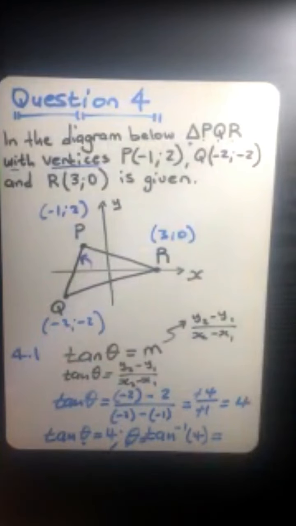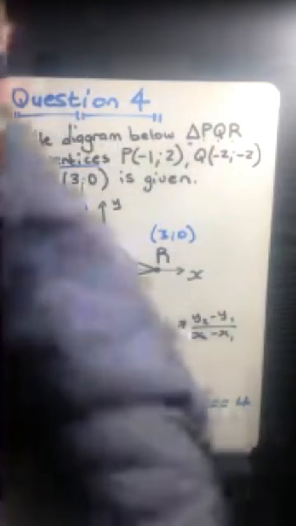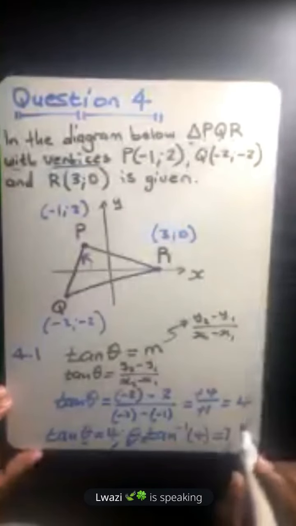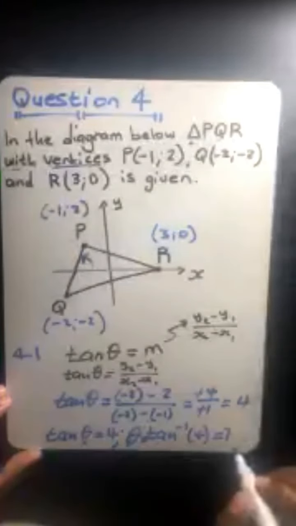Let me try to punch all of that. Second function of tan 4. I'm getting 75.96. What are you guys getting there? 75.96 degrees. So we got the same answer.